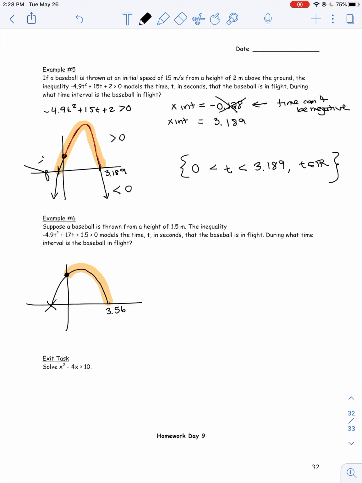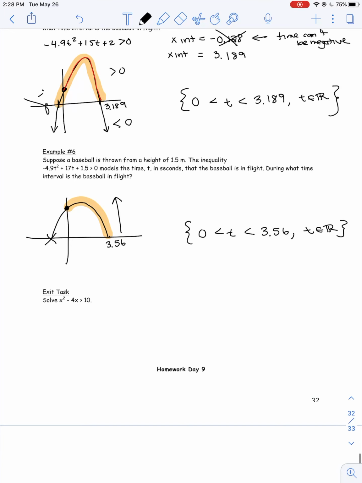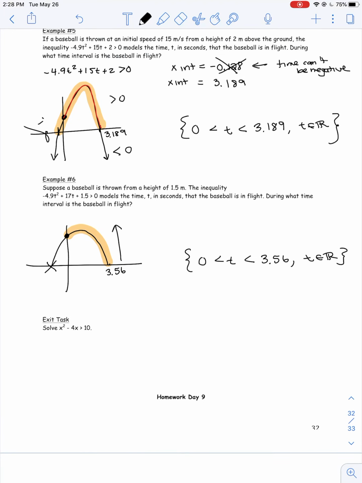That's the second one. So again, our graph is greater than 0. So we're talking about this part of the graph that is going from time that is 0 up to 3.56, where t is an element of real numbers. And that's our solution for example number 6. So using the graph can be very helpful.